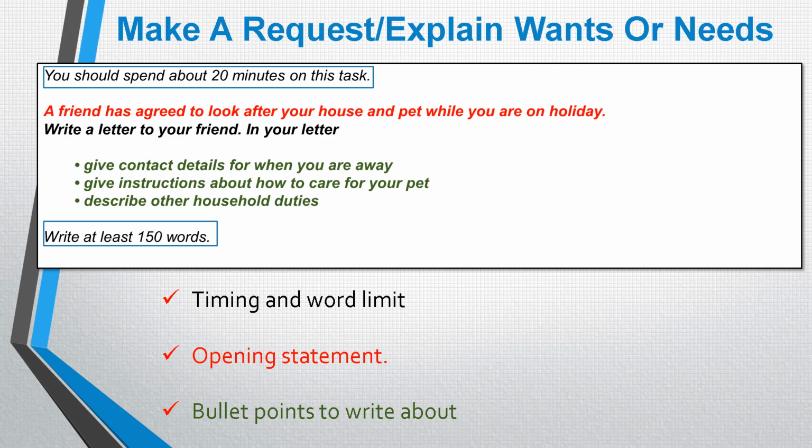So here we're told that we need to give contact details for when you are away, that you need to give instructions about how to care for your pet, and that you need to describe other household duties. And the questions will always follow this same format. This is really useful to us because it means we can use the same answer structure and the same process to answer all of these letter type questions.